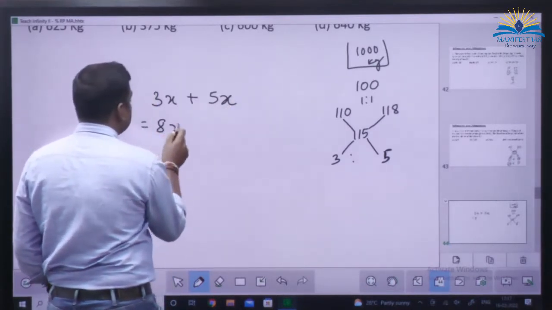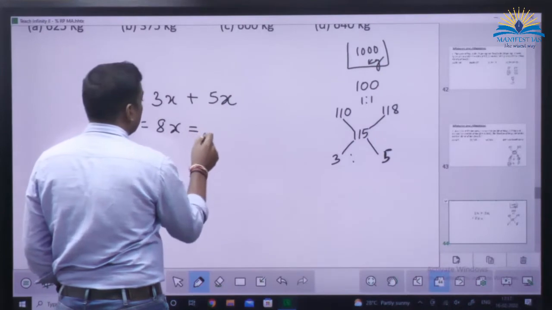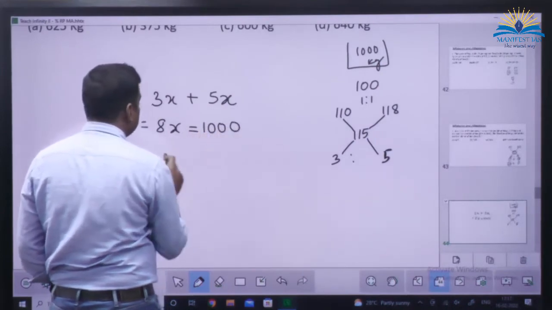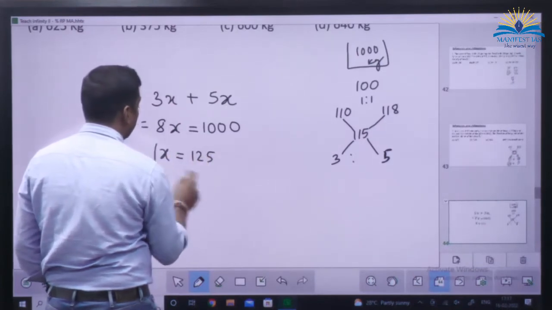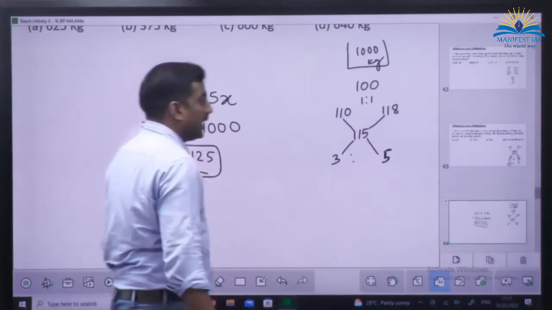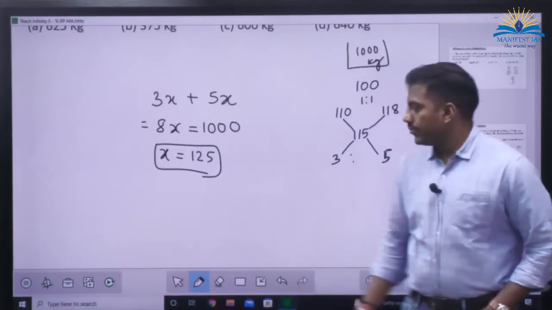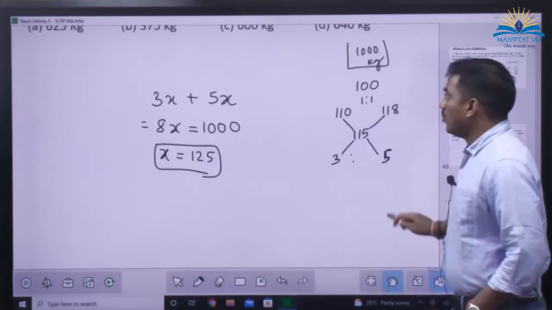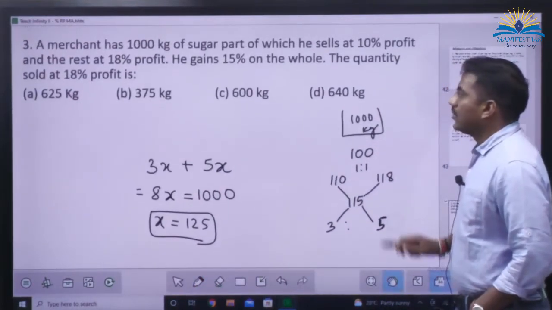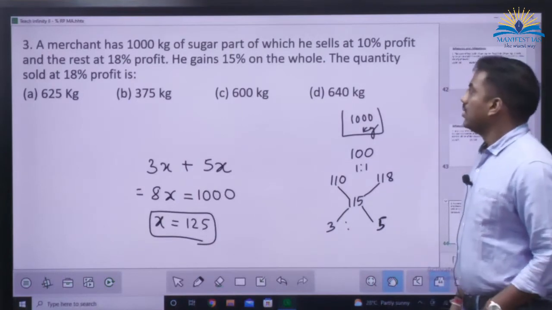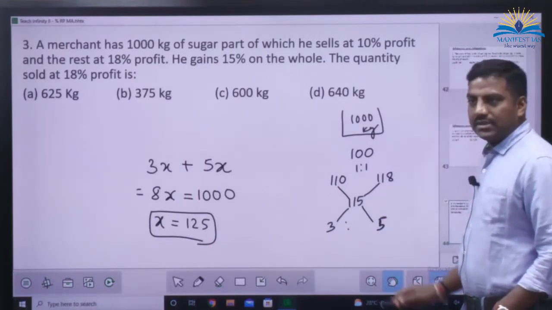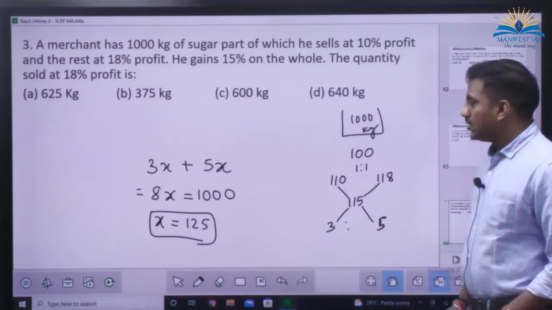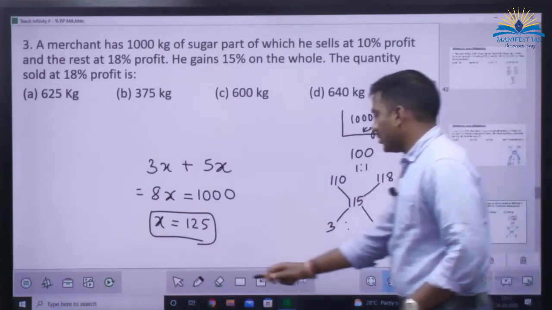8x is equal to 1000. X is equal to 125. But what are they asking? The quantity sold at 18%. They are asking for 5x. So we have to find out 5x.